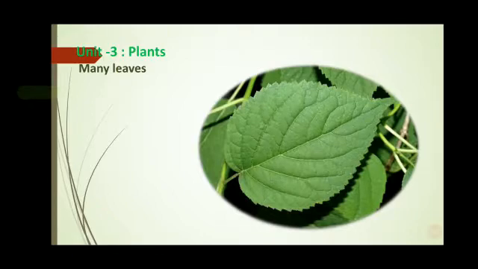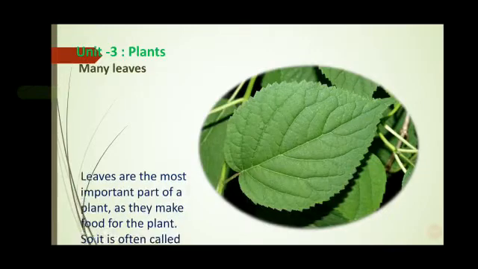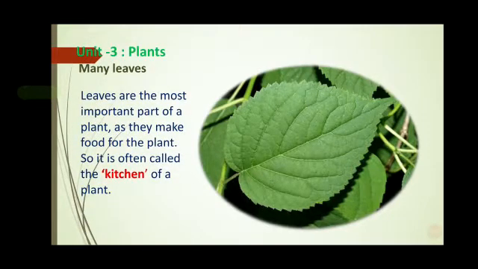So students, as you can see in your surroundings, there are so many plants. In earlier classes you already studied that each and every plant has different parts such as leaves, stem, fruit, flowers, root, etc. So in this chapter we will read more about the leaf part of the plant. So let's start. Leaves are the most important part of a plant as they make food for the plant. So it is often called the kitchen of a plant.